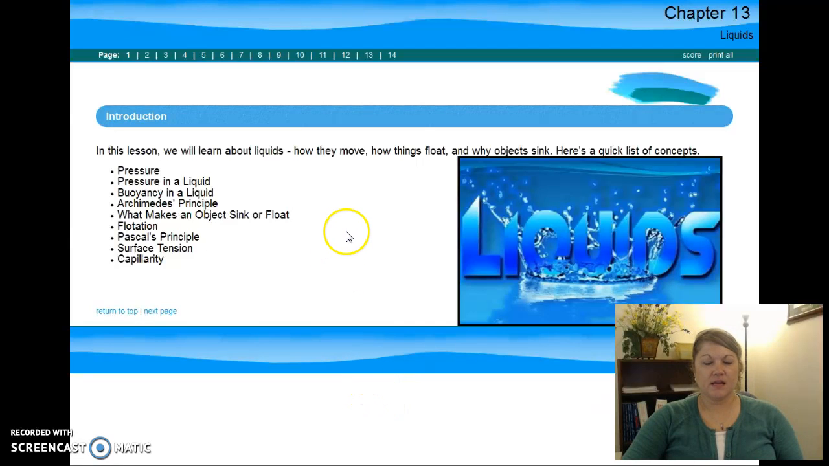Chapter 13, all about liquids. Alright, so we've learned a little bit about pressure from learning about solids in Chapter 12. Now we're going to take that and look at it in liquid form, talk about buoyancy, Archimedes' principle, flotation, Pascal's principle, and a little bit about surface tension and something called capillarity.